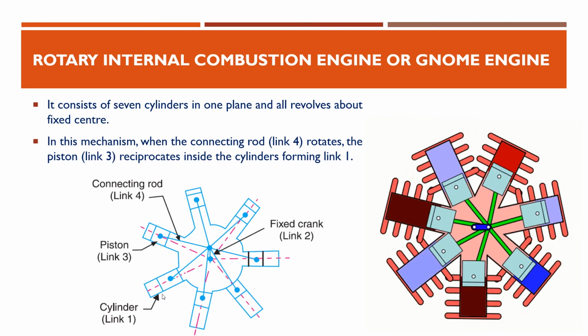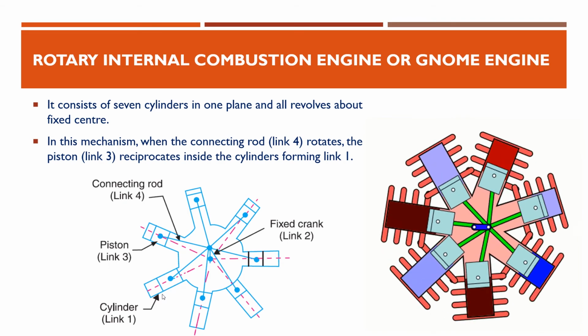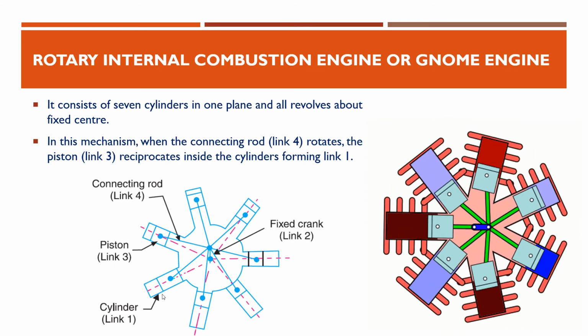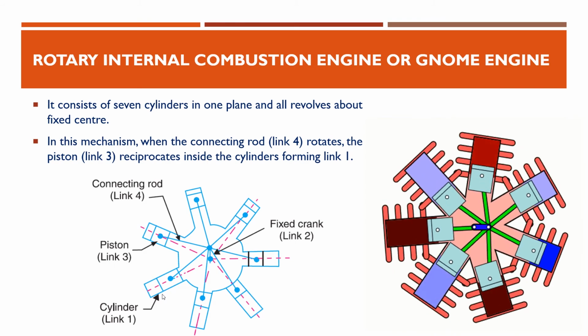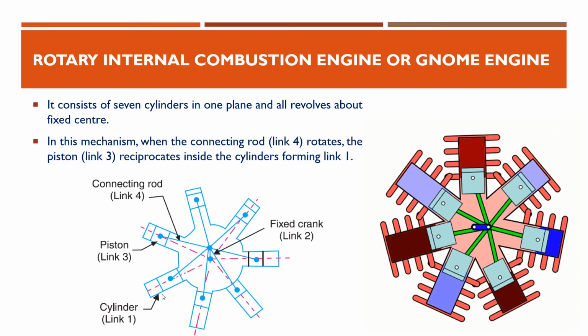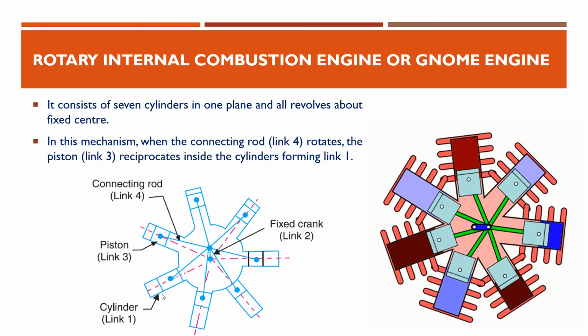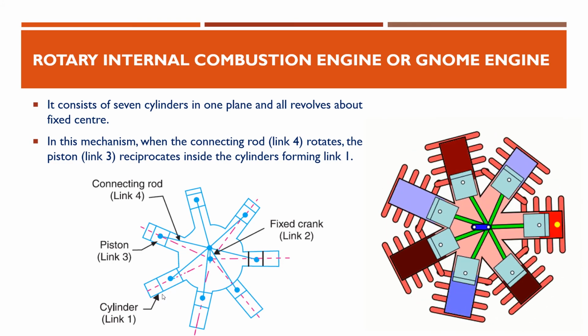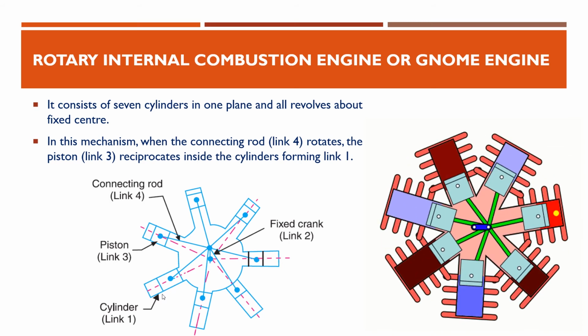Here the crank is the fixed one. The connecting rod rotates and because of that the piston reciprocates inside the cylinder. The whole thing actually rotates. This is the GNOM engine. Earlier, these types of engines were used in aviation, but now they have been replaced with gas turbines.